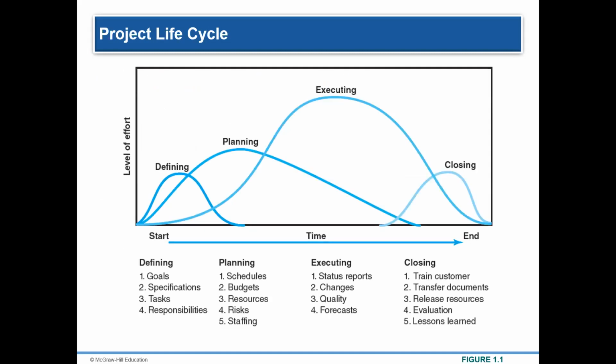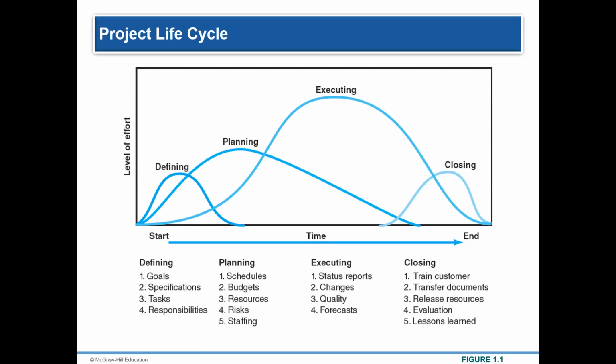So in a project, we have a life cycle, and what we have in the life cycle is basically, in the first phase, we're going to number one define what the project is. In the beginning of a project, we're going to look at the goals of a project, specifications, what we need to do in a project, the tasks on how to get to the project, and the responsibilities. Basically, what we're doing right now in definition is we're writing down how to get to the project.